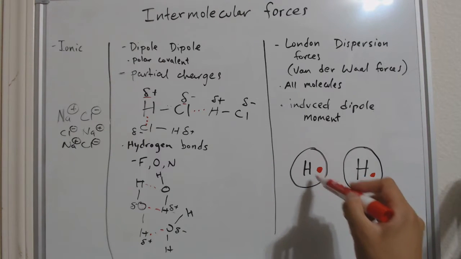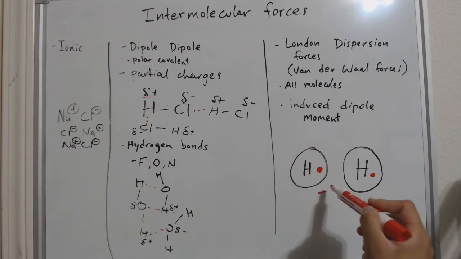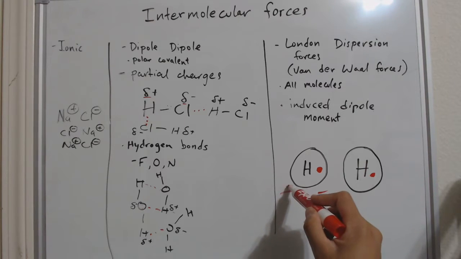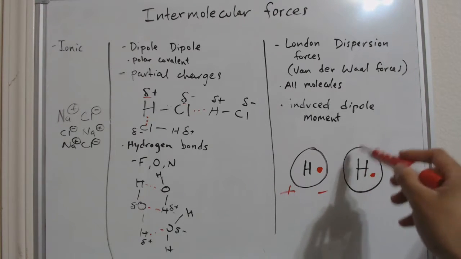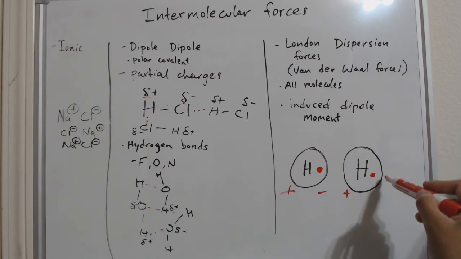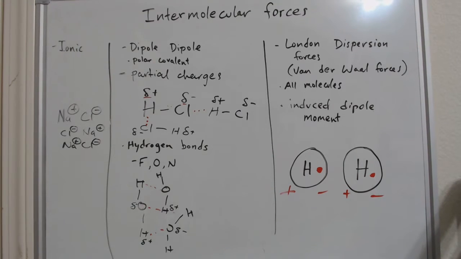So now, because this electron's on the right side, there will be somewhat of a negative charge on this end of the hydrogen, and then there's a positive charge on the other end. For this hydrogen, there's going to be a positive charge on this end because the electron was moved over there, and the negative charge on that end because that's where the electron is. And now, because opposites attract, these two atoms are experiencing an attraction called the London Dispersion Force or Van der Waals forces. And this applies to all molecules again.